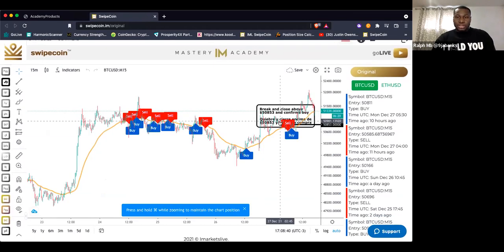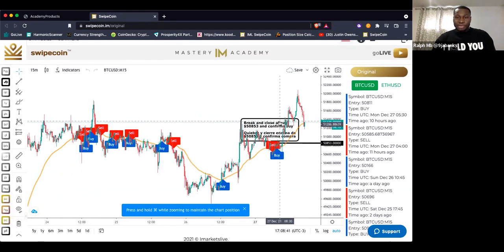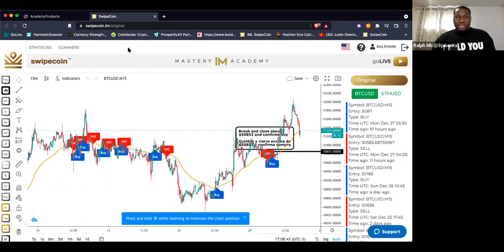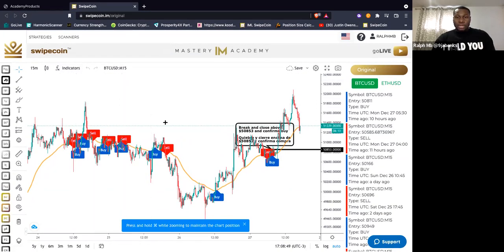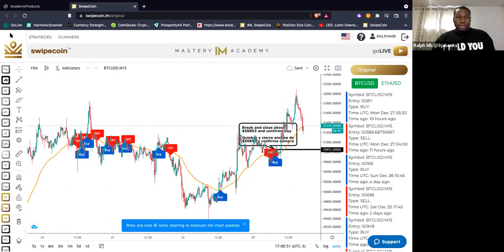I want you guys to notice a few things. As you get on the scalper, let me put this on full. You're going to notice right here there are strategies: DCX Alpha, Smooth, and the original. I'm going to mainly go over the original SwipeCoin Scalper and the Smooth.